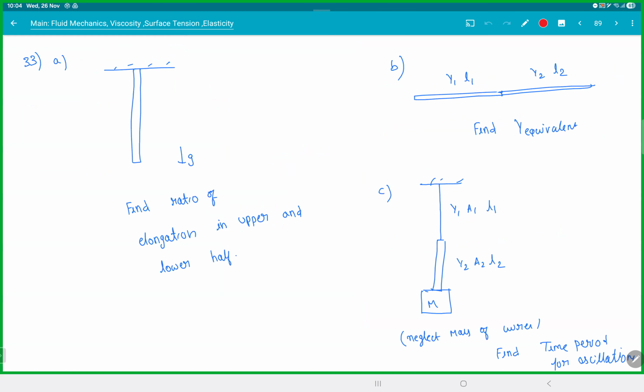Now let's get these three then. So we have a rod here, mass m, length L, Young's modulus Y, hanging. Find the ratio of elongation in the upper half and the lower half. I can even ask you to find the ratio of energy stored in the upper and the lower half. B part, there are two rods, Y1, L1, Y2, L2. Find Y equivalent. Third one, two rods in series. Find the time period for small oscillations.